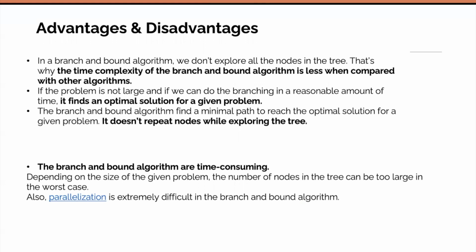So what are the disadvantages? The disadvantage is that branch and bound algorithms are time consuming depending on the size of the given problem. The number of nodes in the tree can be too large in the worst case. Also, parallelization is extremely difficult in branch and bound. So if the problem is small and we have to find the optimal solution, we can choose branch and bound, but if the problem is very large, it's not better to use the branch and bound method.